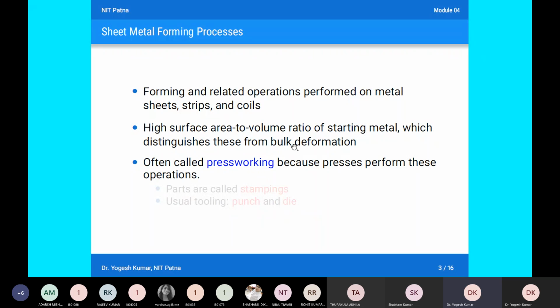These sheet forming processes are also called press forming or press working processes, because presses are used to perform these operations. During the operation, the parts which are produced are called stampings, and the press tooling which is used has mainly two components. It has a punch and die.